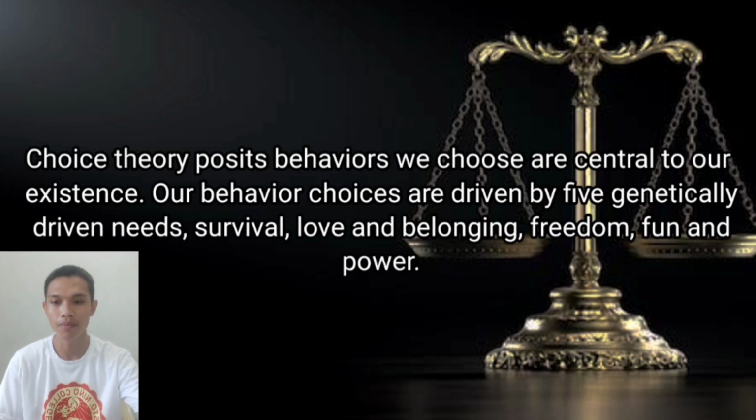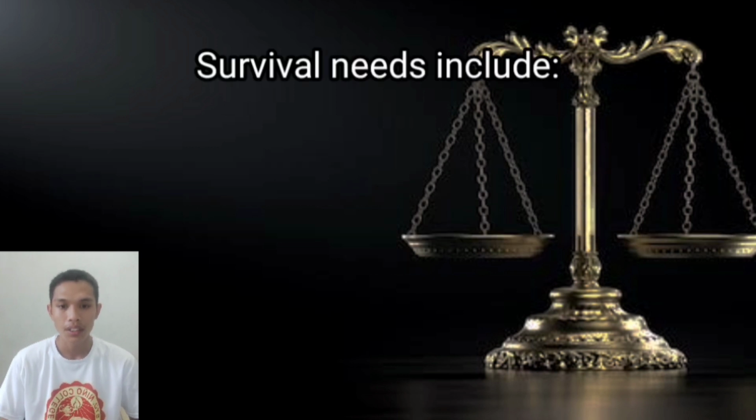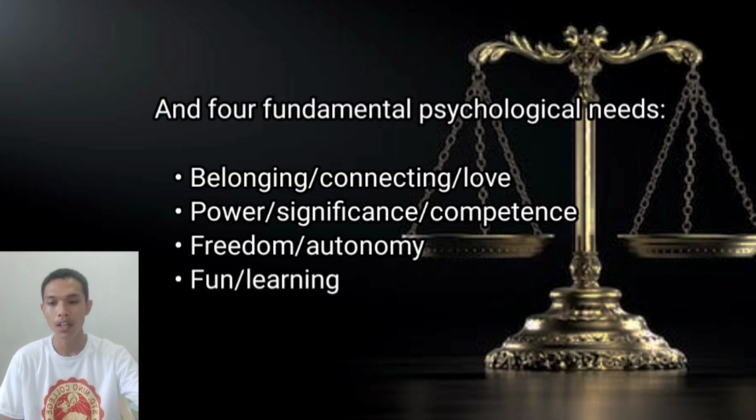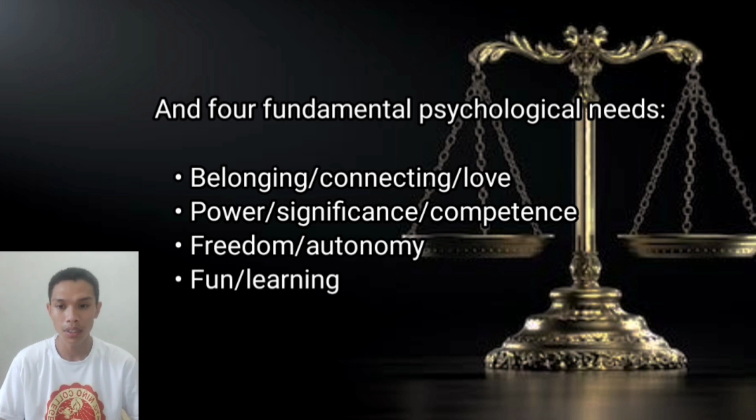Choice theory. Choice theory posits that the behaviors we choose are central to our existence. Our behavior choices are driven by five genetically driven needs: survival, love and belonging, freedom, fun, and power. Survival needs include food, clothing, shelter, personal safety, security, and sex, having children. The four fundamental psychological needs are: first, belonging, connecting, love. Second, power, significance, competence. Third, freedom, autonomy. And the last one, fun and learning.